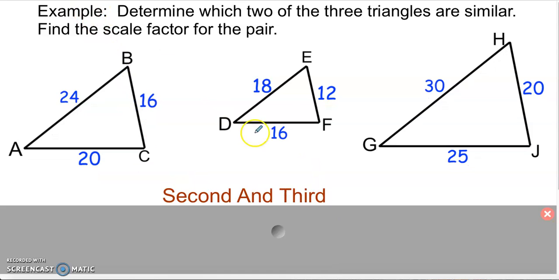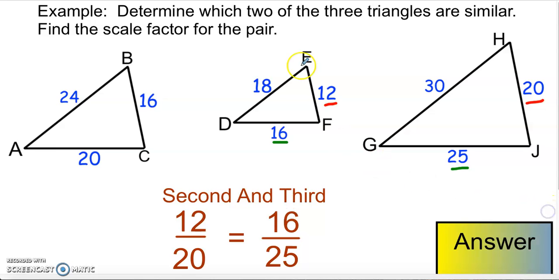So now I'm going to take a look at the second and the third triangle. So maybe these two triangles are similar. So again, I'm going to take the smaller numbers. So the smallest side length here is 12. The smallest side here is 20. And then the medium one is going to be 16. And the medium one here is going to be 25, and I'm going to check those.